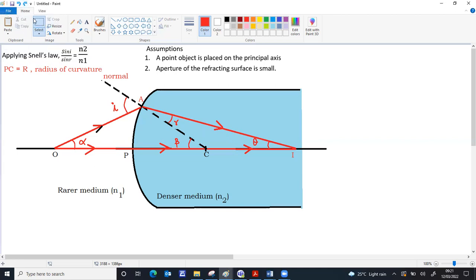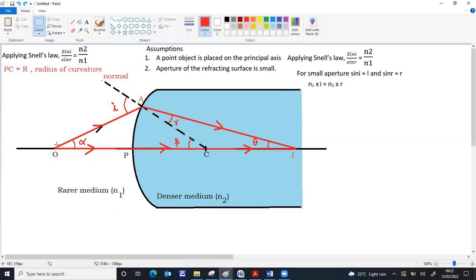Now we apply Snell's law. Sin i by sin r, the sine of the angle of incidence by the sine of the angle of refraction, is n2 by n1. Just now, for small aperture and small angles, sin i will be i and sin r will be r. So you can substitute and cross multiply. i by r equals n2 by n1. So n1 will go left, n2 r will go right. So n1 into i is equal to n2 into r.